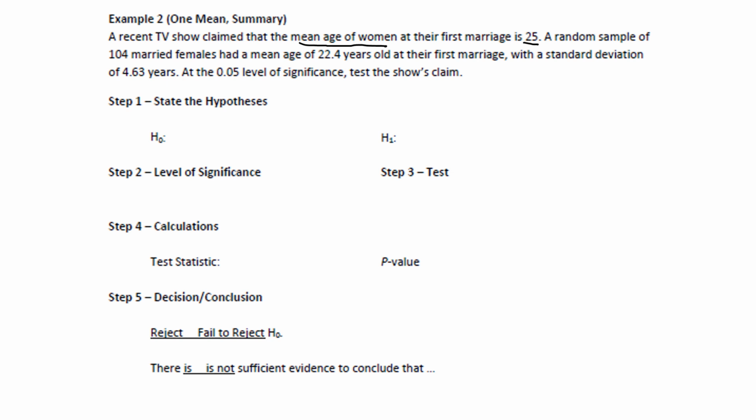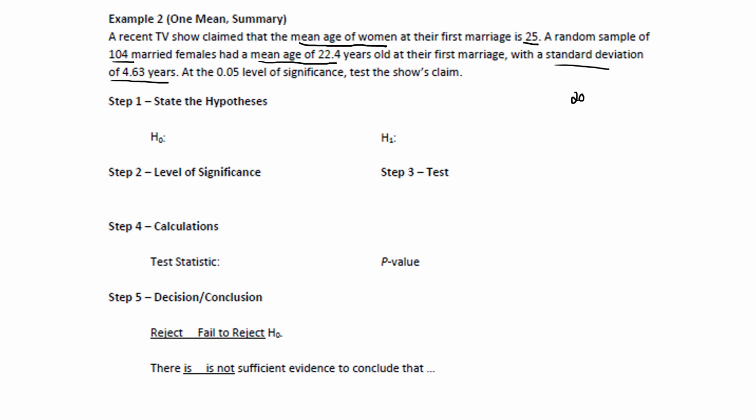We'll still have to verify the conditions that this is true. In addition, we know that we have a sample size of 104, a sample mean of 22.4, and a sample standard deviation of 4.63 years, indicating a one mean test, one set of summary information for numerical data. Think about how you would gather this data. You would ask women how old they were at their first marriage. Your answer would be in a numerical form. So we have numerical data.